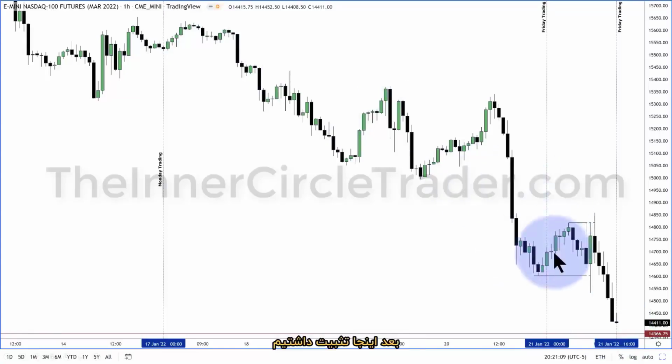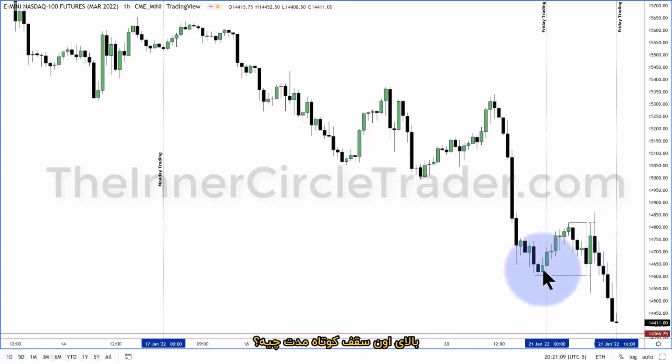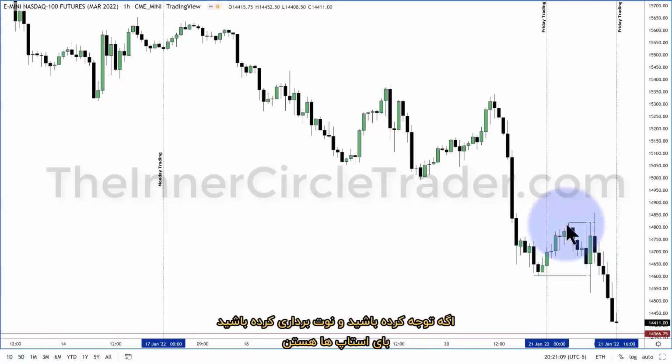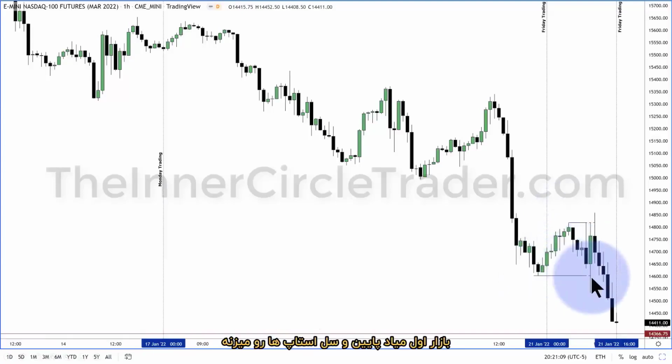Then we had consolidation in here. The market creates this short-term high and this short-term low. What rests above that short-term high? If you've taken notes and been paying attention, it's buy stops. What's resting below this low here? Sell stops. Watch closely. The market trades down initially and takes out the sell stops. Why would it do that first?